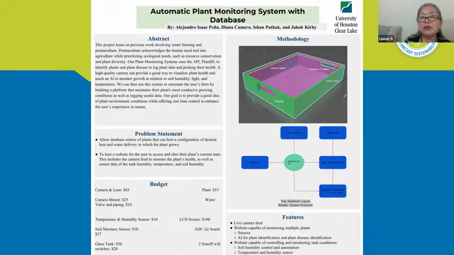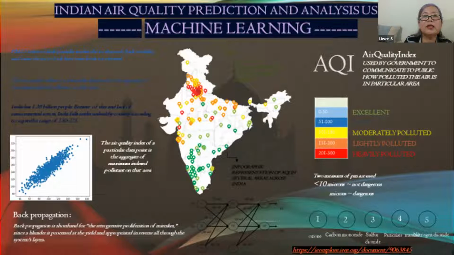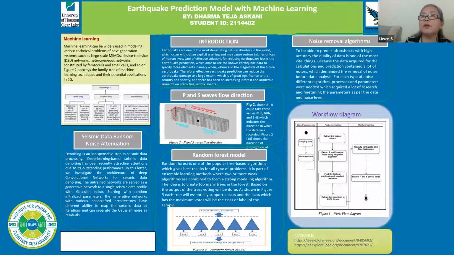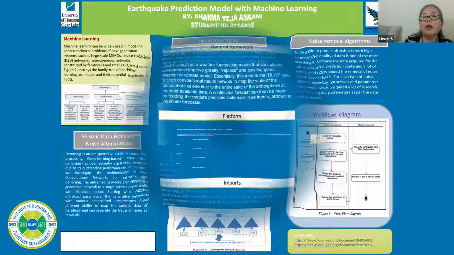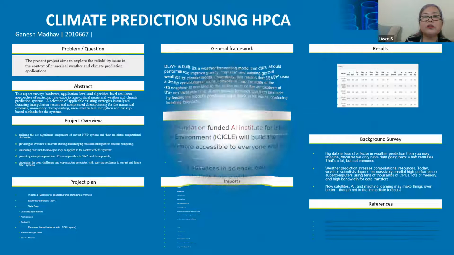So this is our senior project. We're doing a plant box to try to optimize the planting for permaculture. This is the air quality simulation. We're using Indian data, so I would like to have Houston data. Here we're doing the earthquake prediction model, so we can apply it to flooding prediction or other predictions. This one is using climate prediction. This is all done by my students.